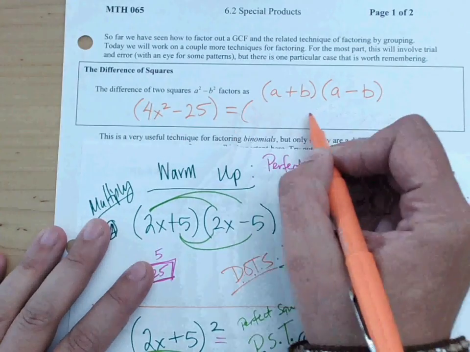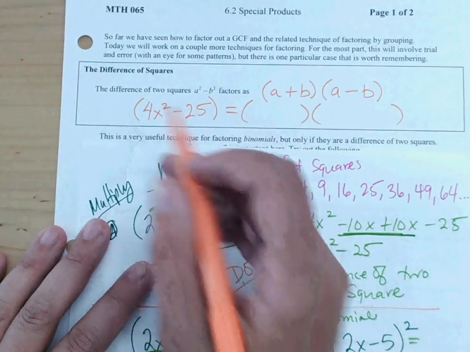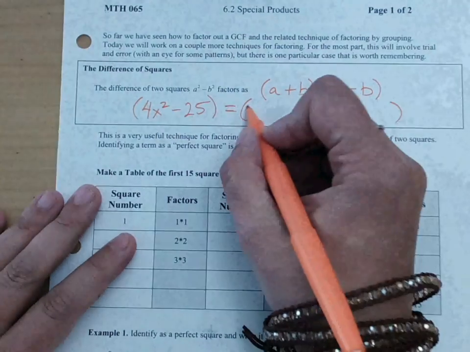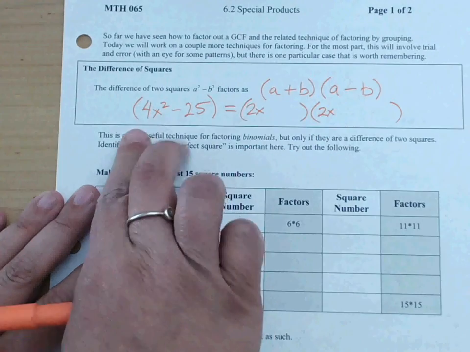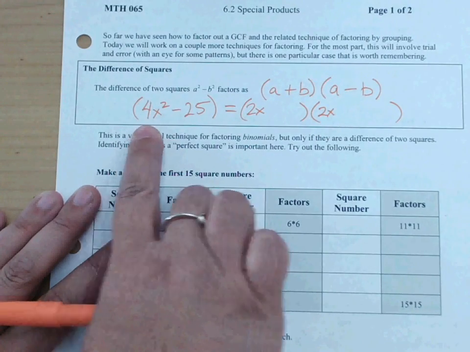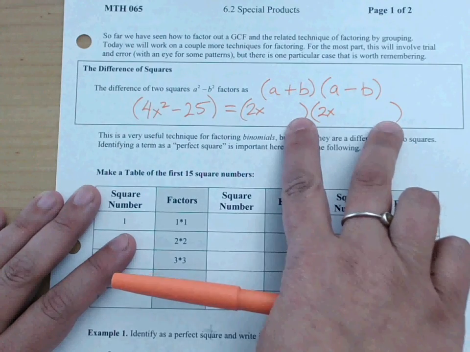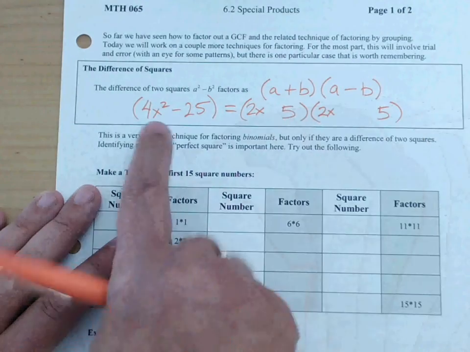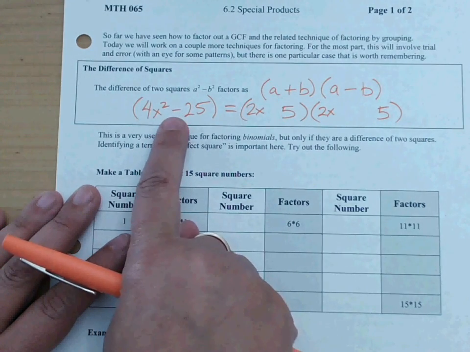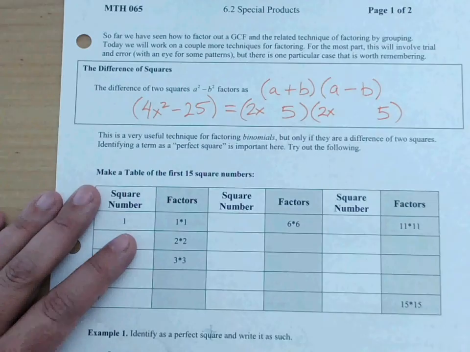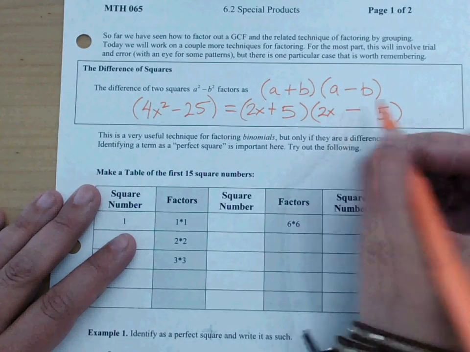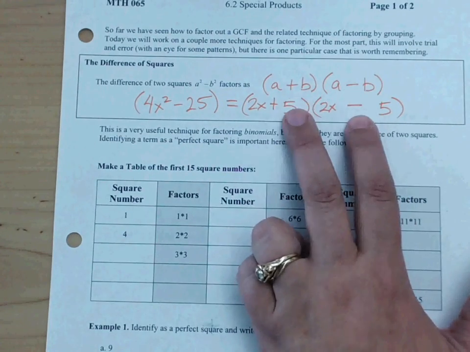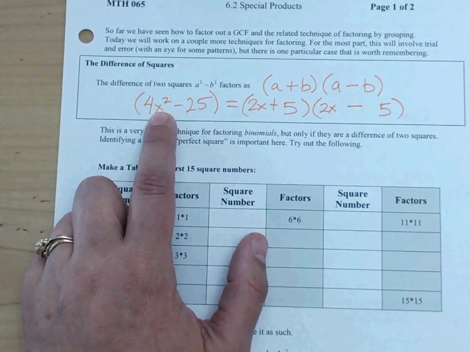So what times what gives me 4x squared? 2x times 2x gives me the 4x squared, right? What times what gives me 25? 5 and 5, but it's negative. So what do the signs have to be? One is positive, one is negative. So when we multiply these, when we FOIL them, we get that.